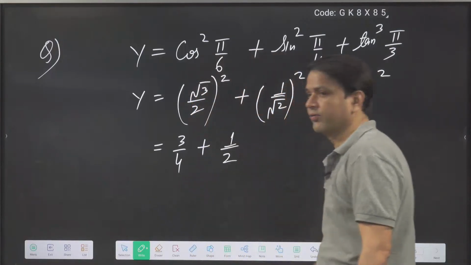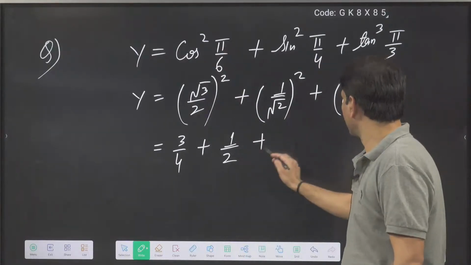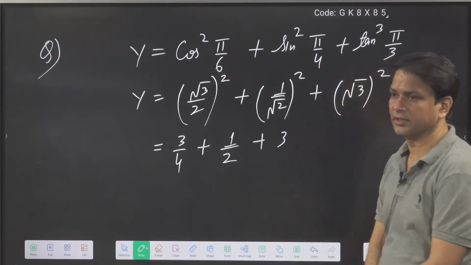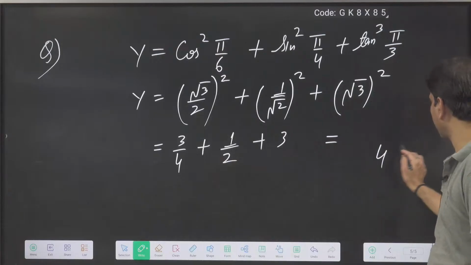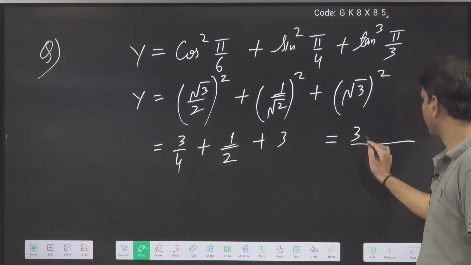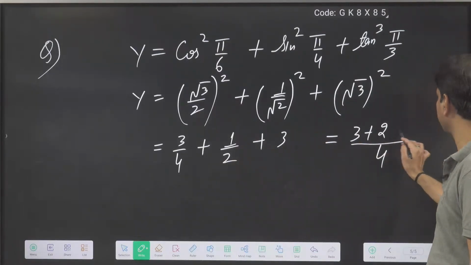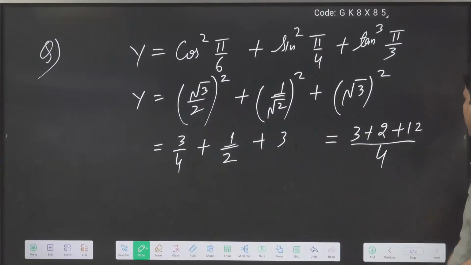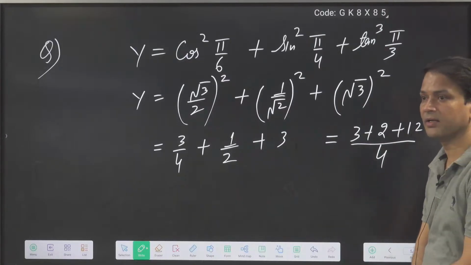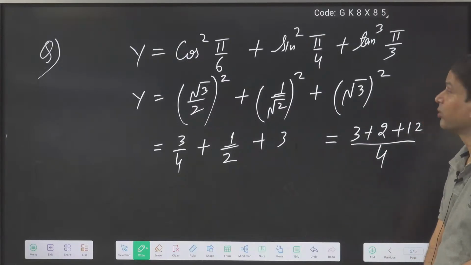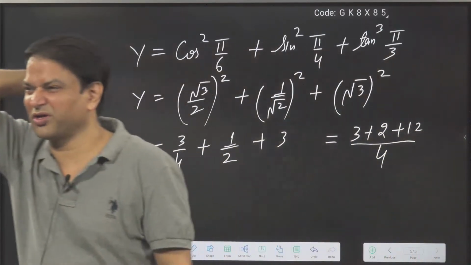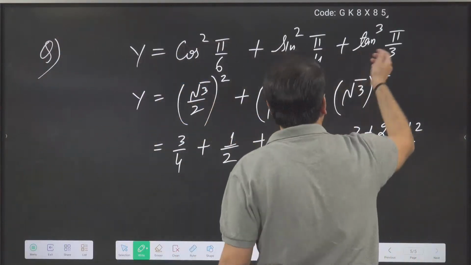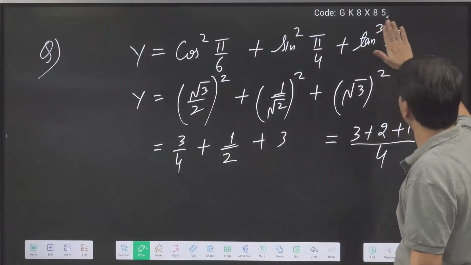root 2 squared is what? 1 by 2, plus root 3 squared, what will I get? 3. Okay. Now I can take the LCM 4. Then what did I get here? 3, 2 2s are 4 and 4 3s are 12. Then how much did we get? 17 by... okay, cube, sorry. By mistake I wrote the cube, sorry.